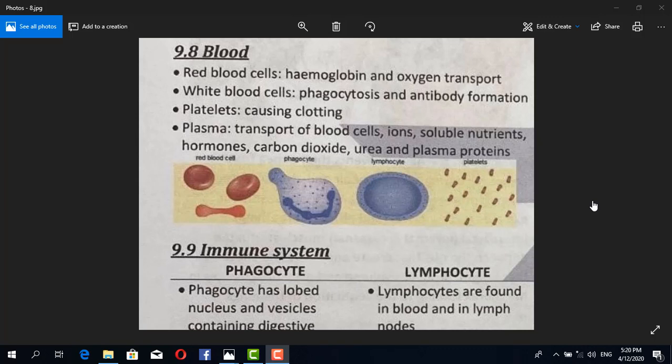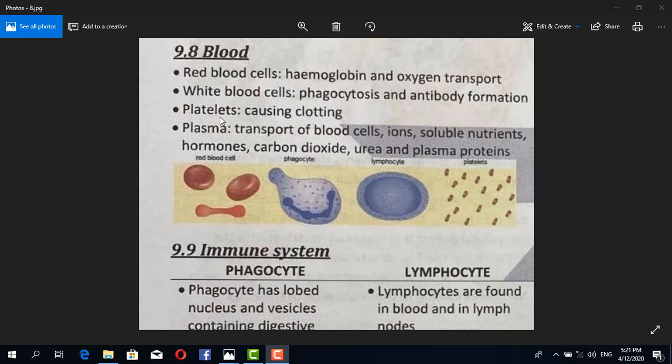This is the last part of the circulatory system, or practically transport in animals. In this part we'll be talking about the blood, the components of the blood. As you can see over here, we've got the red blood cells, which contain hemoglobin and function in oxygen transport. The white blood cells, which consist of phagocytes and antibody formation.